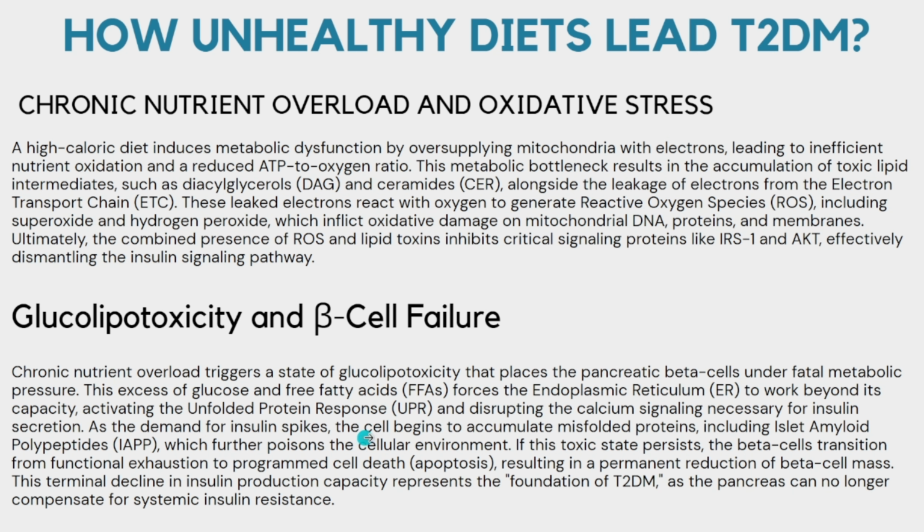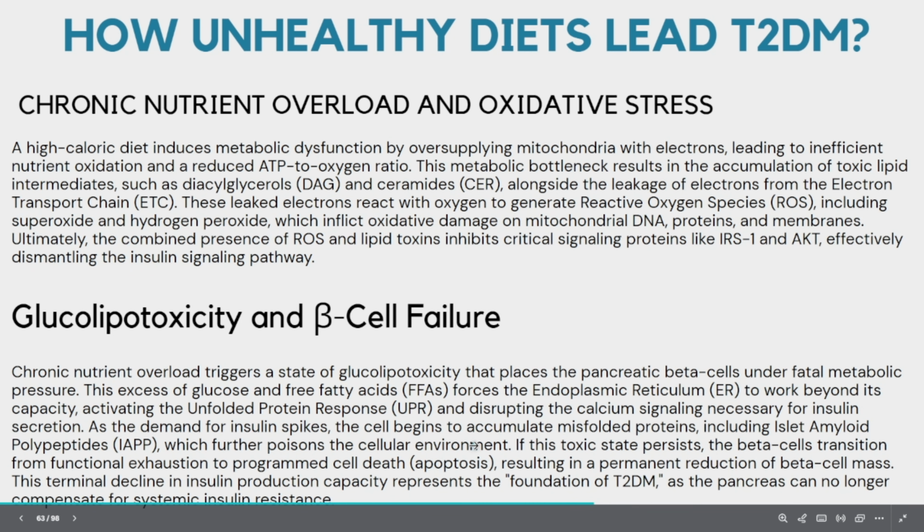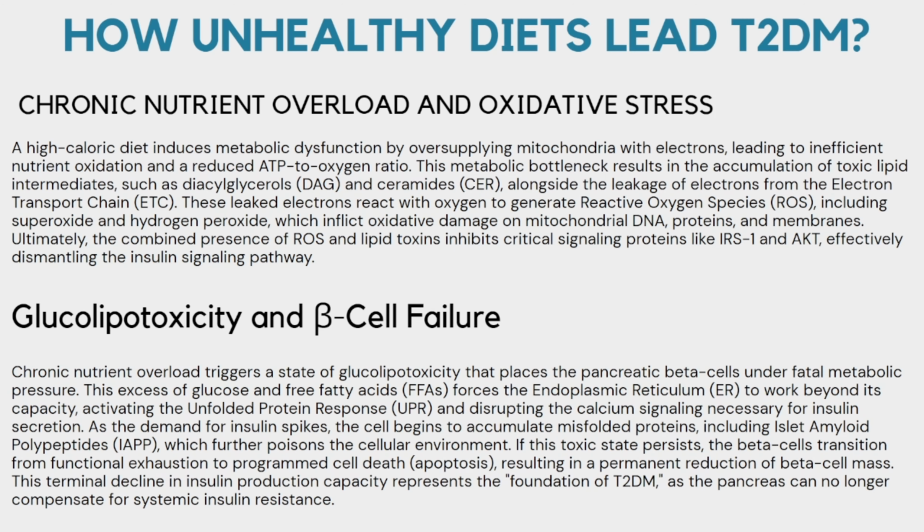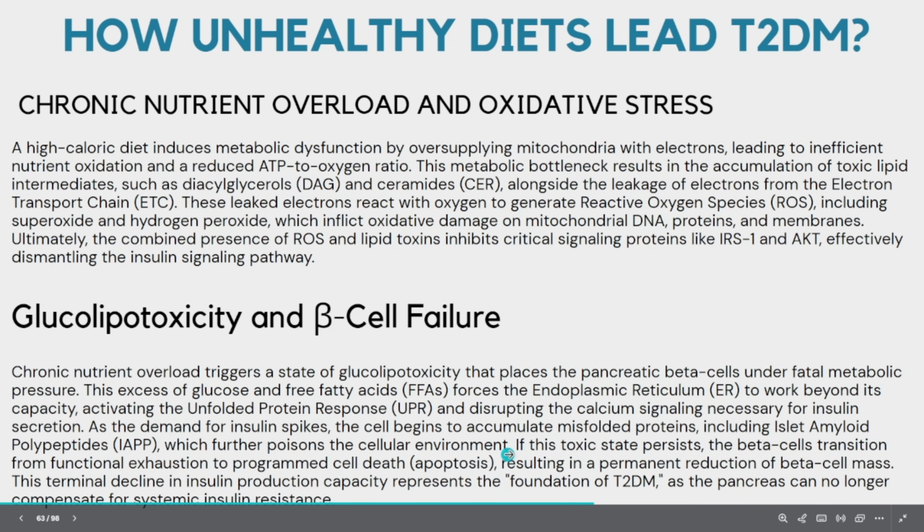So as the demand for insulin spikes, the cell will begin to accumulate misfolded protein that can poison the cellular environment. The pancreas is not able to produce the insulin but produces other types of protein. When these accumulate, they will cause the toxic environment. And if this toxic state persists, your beta cell transitions from functional to programmed cell death, resulting in a permanent reduction of beta cell mass.